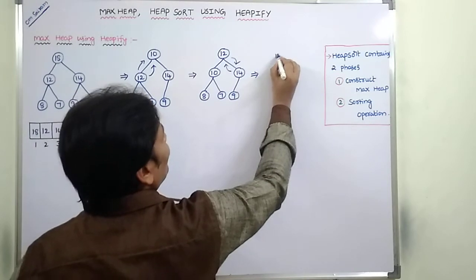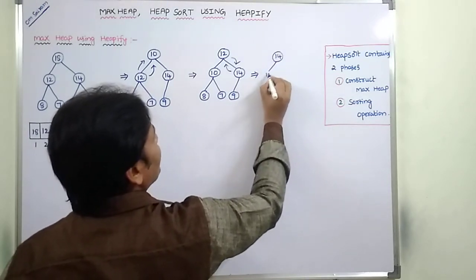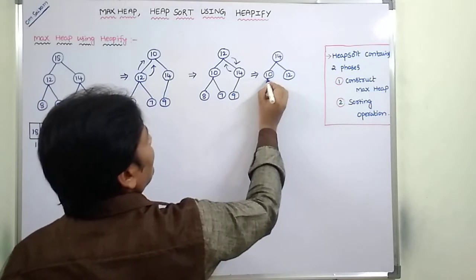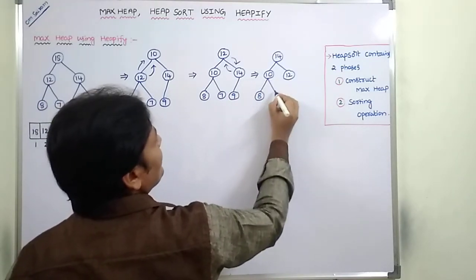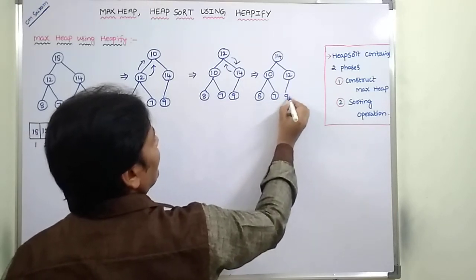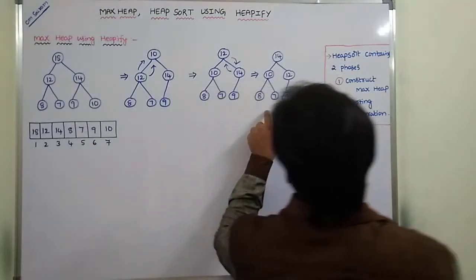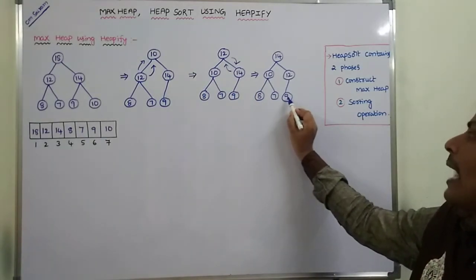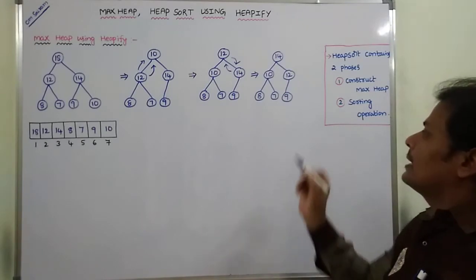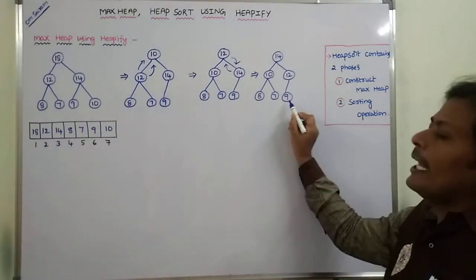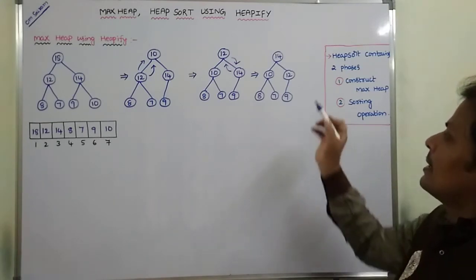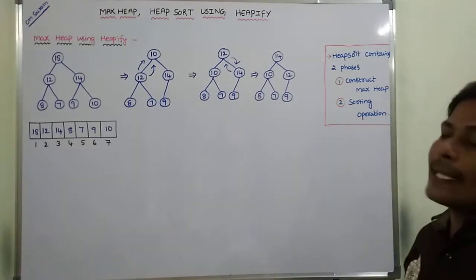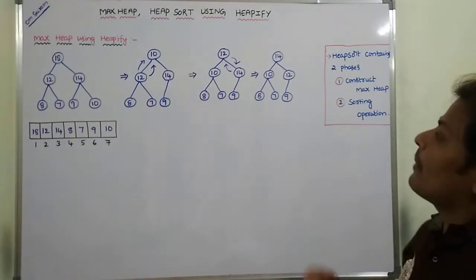Then we are getting 14 as the root node. Its left child is 10 and its right child is 12, and 10's left child is 8, 10's right child is 7, 12's left child is 9. Once again we have to check the maximum heap property. First we start at 9. 9, 7, 8 are the leaf nodes. They do not have any children. A single leaf node satisfies the maximum heap property, since a single node is always a maximum node. So 9 satisfies the maximum heap property, 7 satisfies it, and 8 satisfies it.